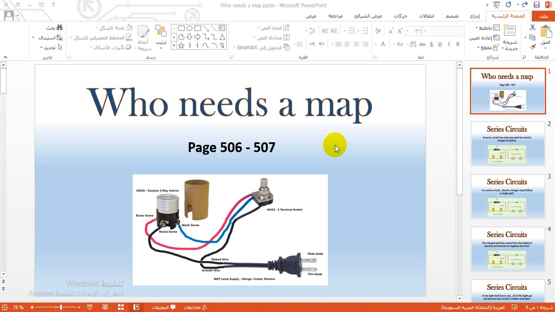Okay, hi everybody, we're back again with a new lesson, which is Who Needs a Map? Page 506 and 507. But before we start the new lesson today, I would like to revise with you the previous lesson, which is A Path to Follow.